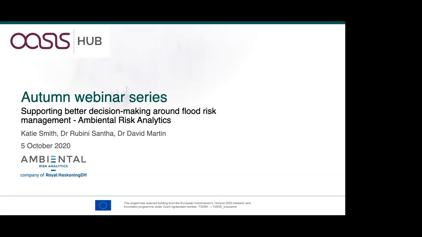The first is from Katie Smith, who's a technical manager at Ambiental and a senior member of the flood modelling team, leading and instructing technicians in global flood map production and product development. She will present the European version of FloodScore, which provides consistent residential and commercial flood risk scores at a property level. Dr. David Martin will be up next. He's the Chief Technical Officer at Ambiental.